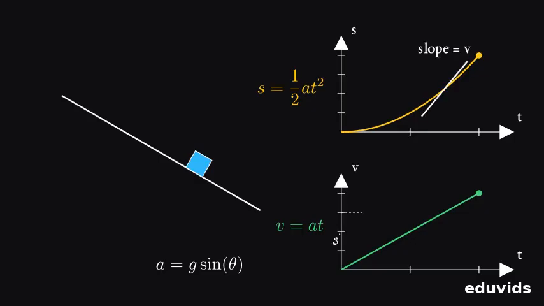At any moment, the slope of the s-t graph gives the current velocity, while the slope of the v-t graph gives the acceleration. When the clock reaches time capital T, the block has traveled a distance of 1/2 a T squared and reaches velocity a T.